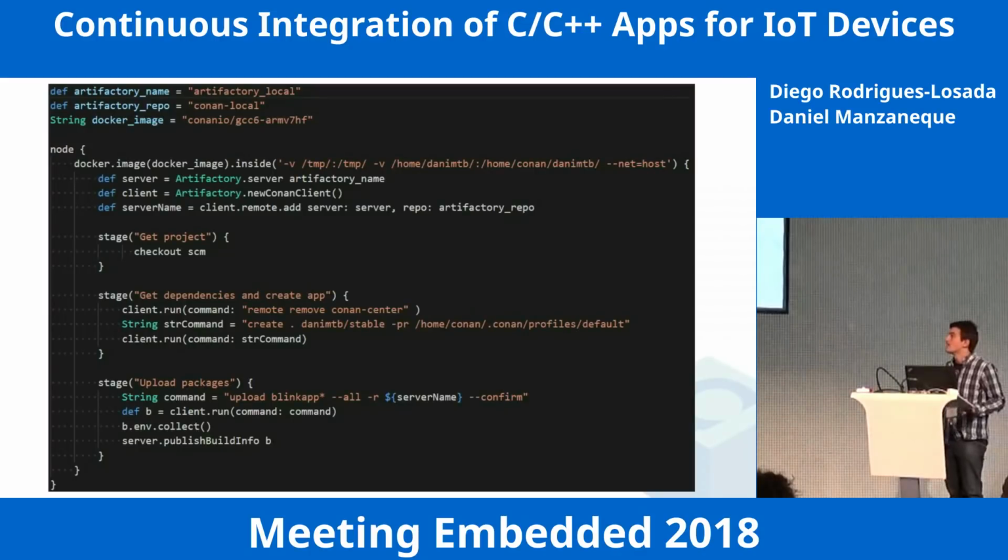So this is the Jenkinsfile we are going to use. As you can see, I think it's very descriptive. At the top, we have some variables defining our local remote and also the Docker image that we are going to use. As you can see, it has the same name that I showed you before. And here it is creating the server. It is also creating a new instance of the Conan client, and it handles under the hood all the authentication and configuration of the remote and so on.